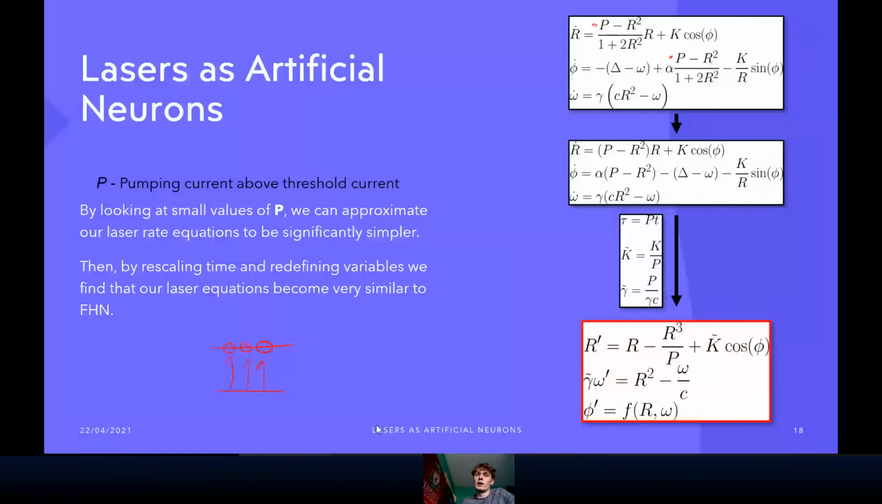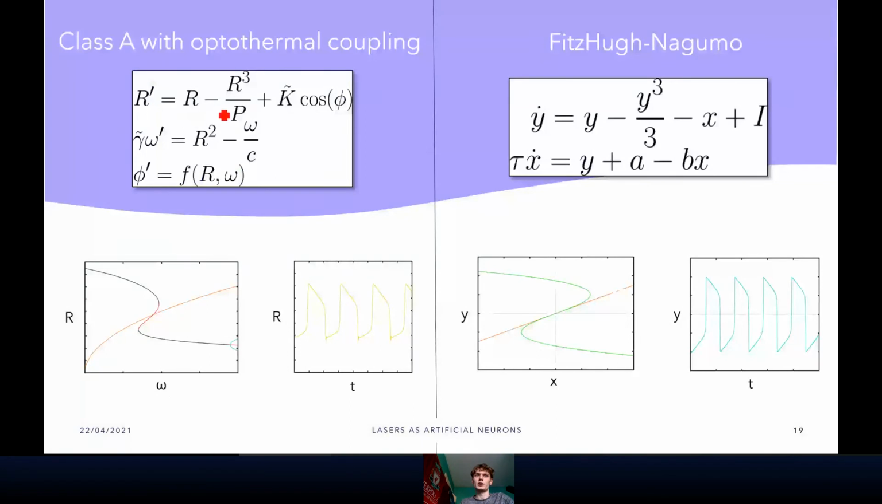And just comparing everything we've looked at so far, here's our class A equation with the optothermal coupling simplified down. Here's our Fitzhugh-Nagumo. They look pretty similar, except for this term in Fitzhugh-Nagumo and this term in our laser equation. But really, what this term is doing is lowering I as the slow variable increases. And this term here, because phi is just a function of R and omega, is going to lower k as the slow variable changes. So roughly the same behavior, as long as you're careful about your initial conditions and your gamma here.